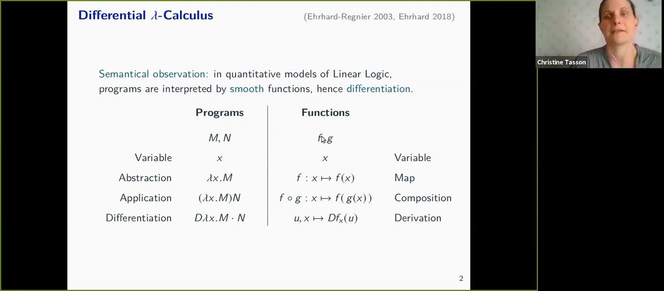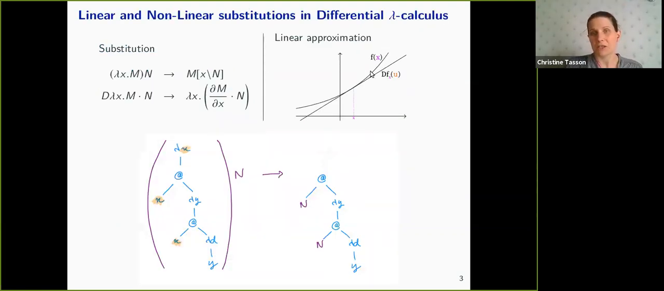So let's have a look at that. If you look at the linear approximation of a function using the derivation in calculus, then you have an affine map, which is a linear approximation of f of x. And in lambda calculus, you will have the application lambda x m applied to n, which will reduce by beta reduction to n, where you have replaced every occurrence of x by n. So graphically, if you have this term, lambda x x applied to lambda y x applied to lambda dy, when you apply it to n, you will substitute every occurrence of x by n.